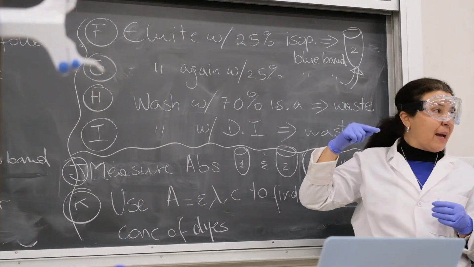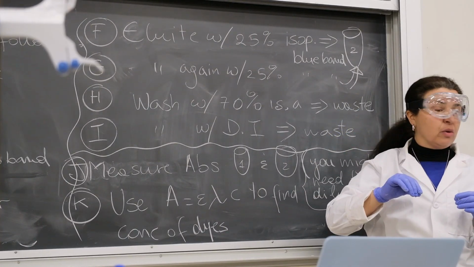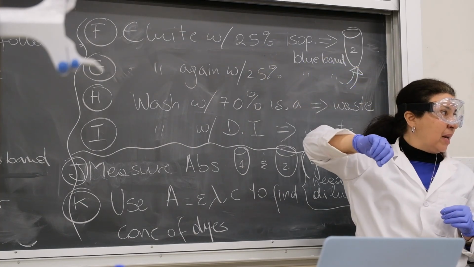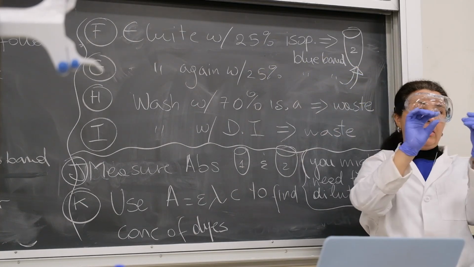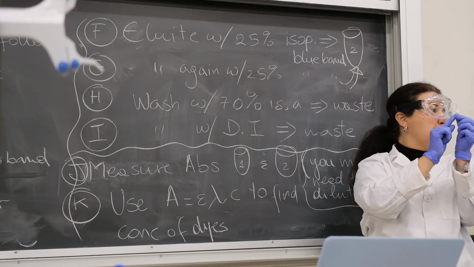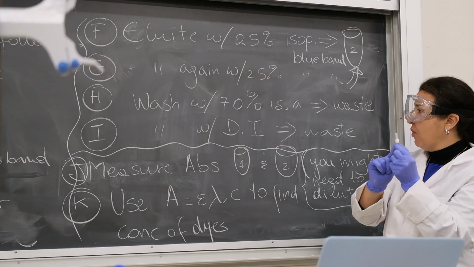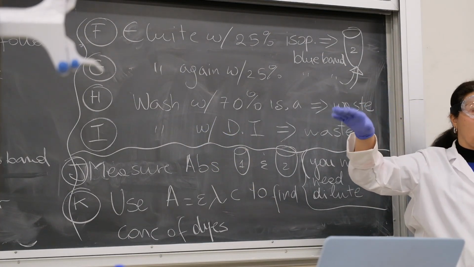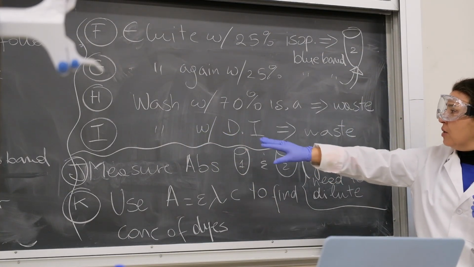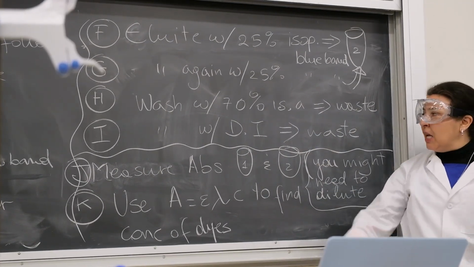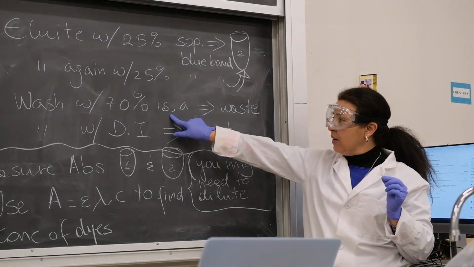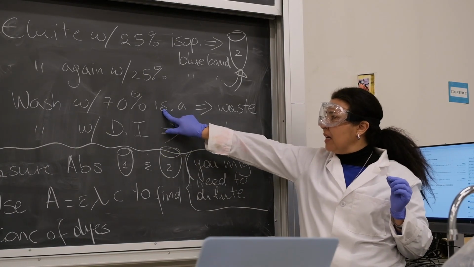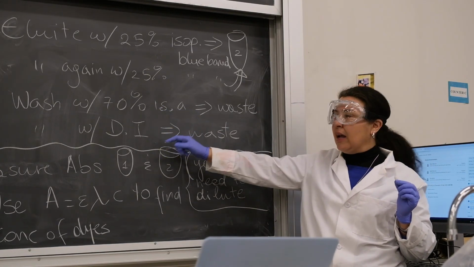We have to keep track of how much solution we're using. Are we using 20 milliliters? Are we using 5 milliliters? Until the cartridge becomes completely white, like it was before. Then, before we measure the absorbance of our two bands, we clean the cartridge immediately with 70% isopropyl alcohol and deionized water.